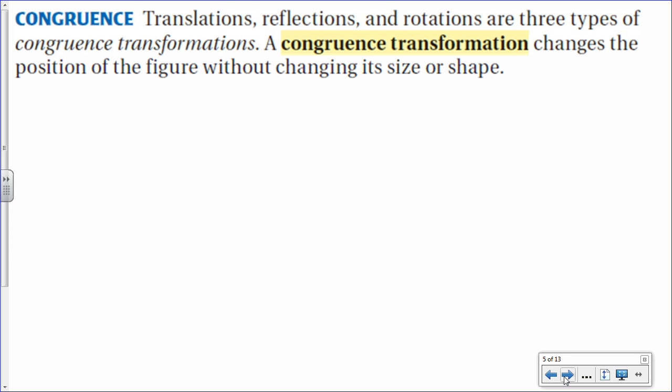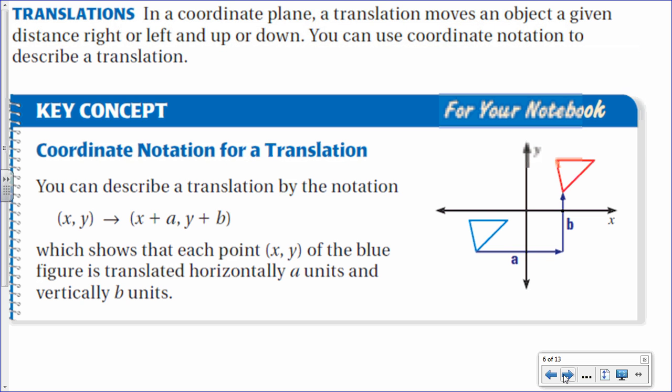Now we can skip this one. Okay, the next one. We actually called this a rule. When we did this earlier, we had x, y, and then an arrow, and then this is how far we moved it on the x-axis and how far we moved it on the y-axis. But really, none of this goes into your notes since we've already done it before.